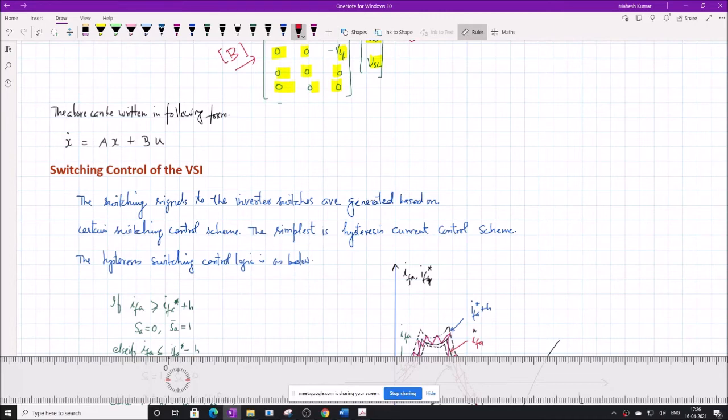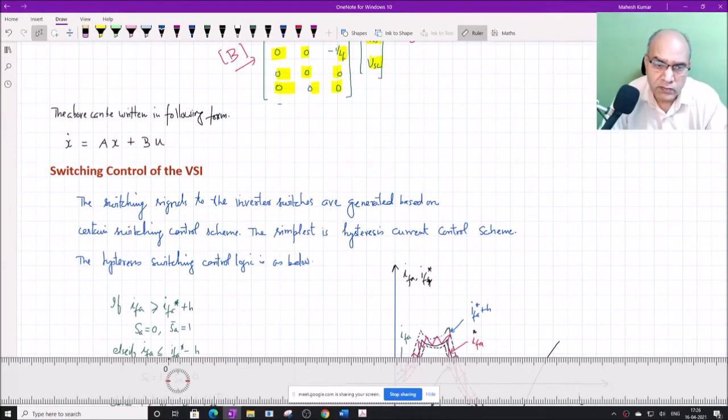Alright, so once we know the state space model, then we can solve this state space model using any digital platform. You can write code in C, you can write code in MATLAB, you can use Simulink, you can use any other platform to solve this state space model of the compensator or 3-phase 4-wire compensated system.